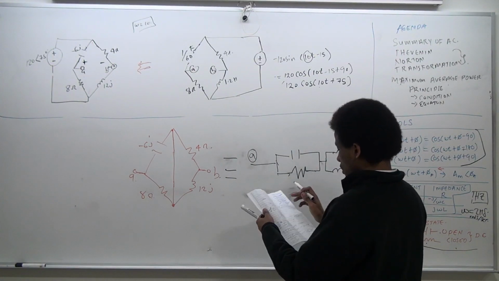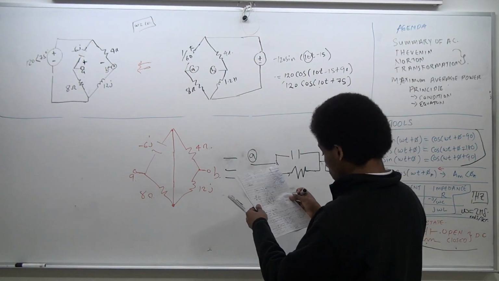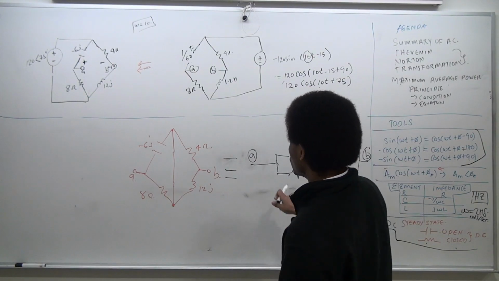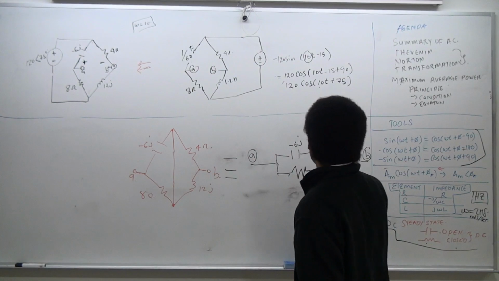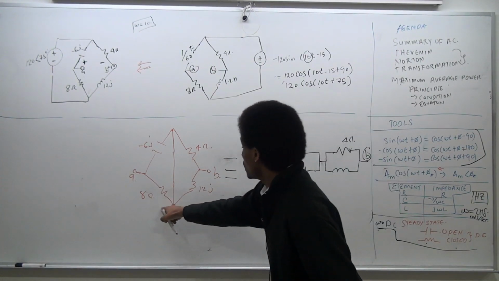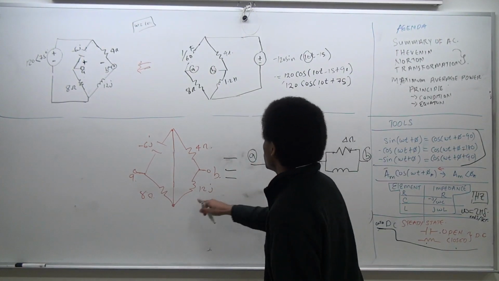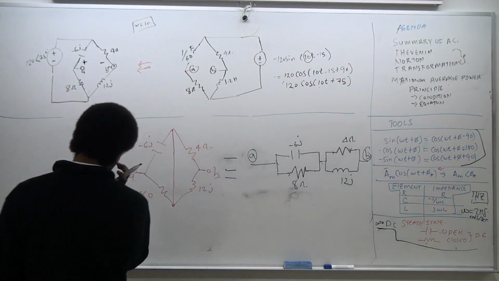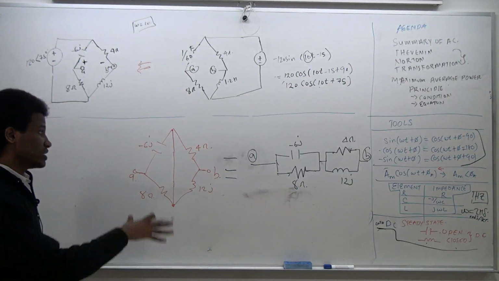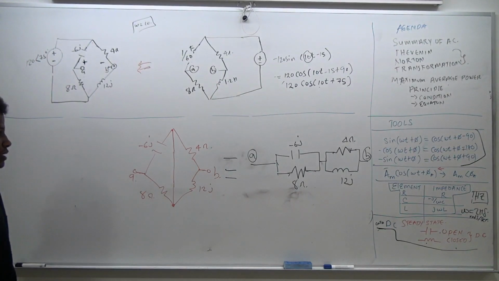I want you guys to just look at this for a second and see that these two things are indeed equivalent. So this is going to be minus 6j, this is going to be 4 ohm, this is going to be 8 ohm, and this is going to be 12j. Okay, so this is the equivalency. You guys just take a moment and see that these two are indeed the same.